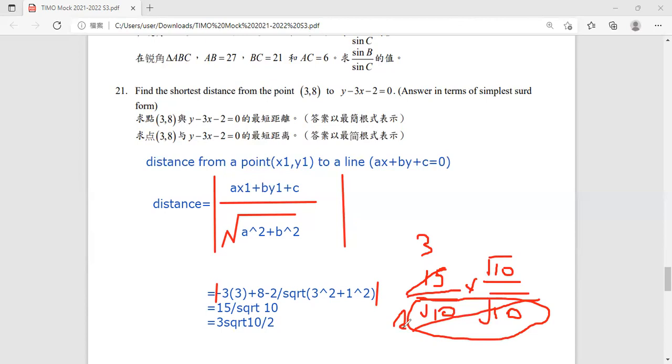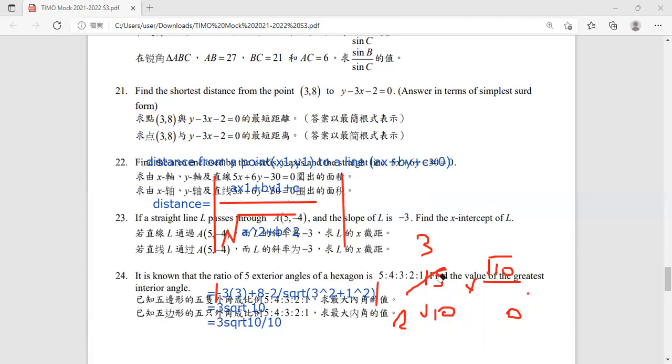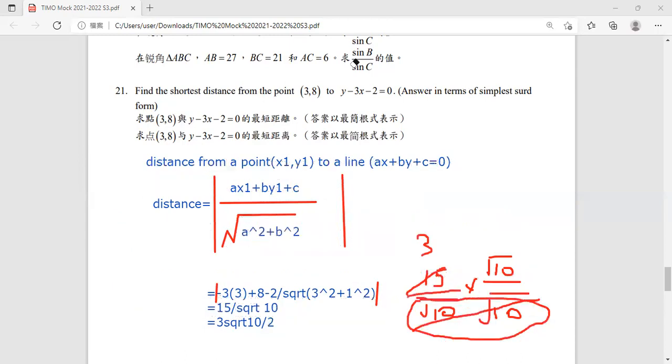Good. So let's see. Oh, my bad. This is 3. My bad. Yeah, you got it. Yeah, this is 3. So then it will be this one. And this one will be 10.